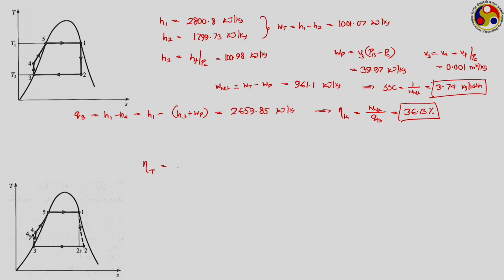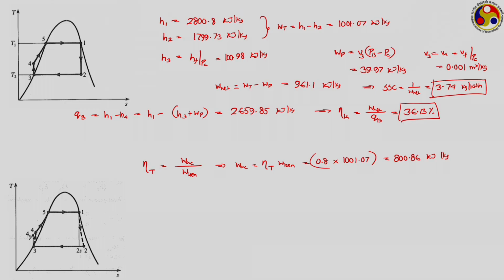Now, eta T, we know, will be equal to W actual by W isentropic, which is the Wt that we are using so far. So, your W actual will be equal to your eta T into the isentropic work that we are getting. So, that is 0.8 into the previous case work output that we got, assuming an ideal cycle. So, it will be coming in the range of 800.86 kilojoule per kg.